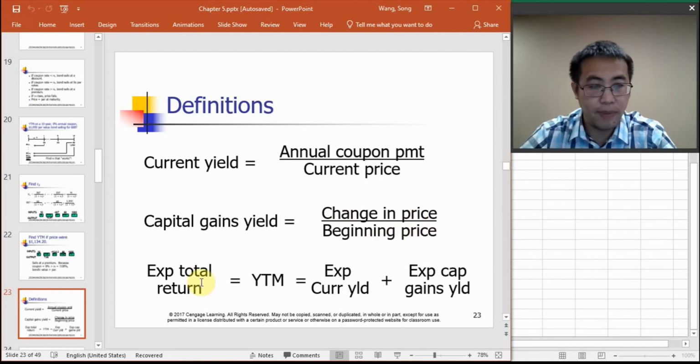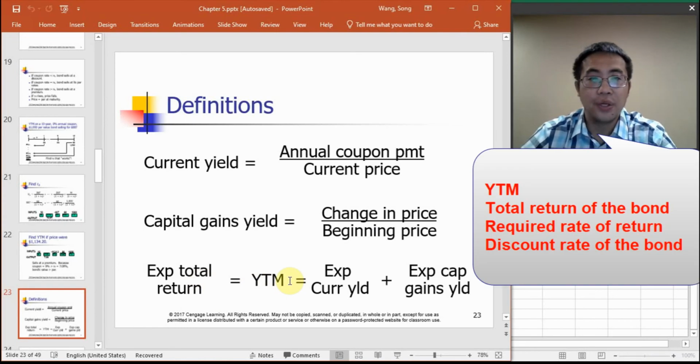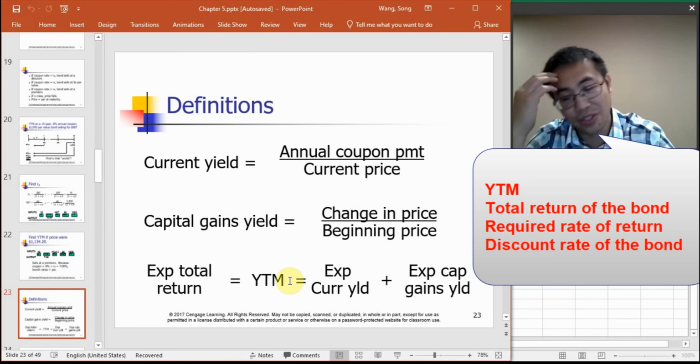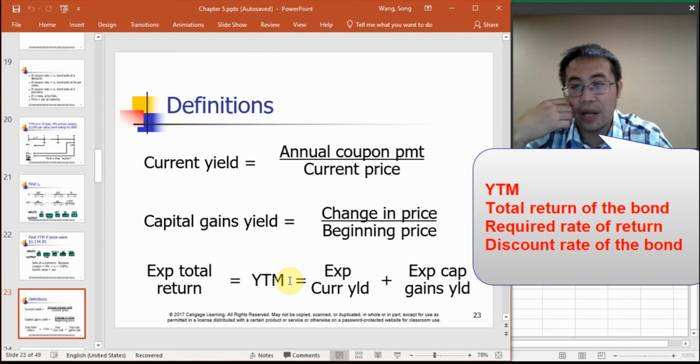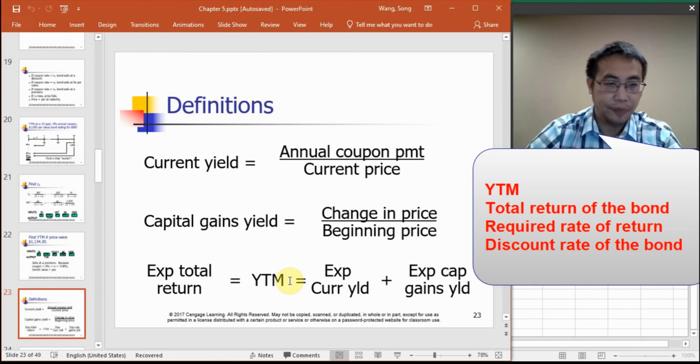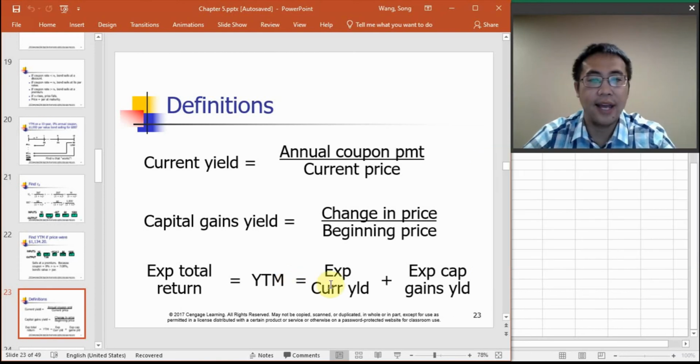And the expected total return is the yield to maturity. That is the return rewarded to the investors, or the investor required return based on the risk level of the bond. As I said, yield to maturity could be many things. If the investor requires the bond to pay 10%, then the bond will be paying the investor 10%. And that's the yield to maturity. And it has two components. One is the current yield, which is from the coupon payment only, and another is the capital gains yield. It comes from the change in price of the bond.